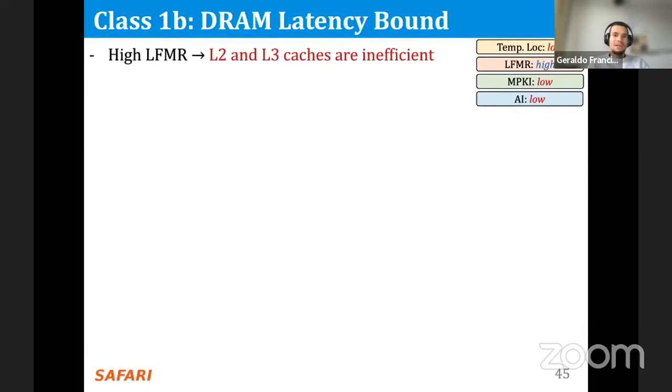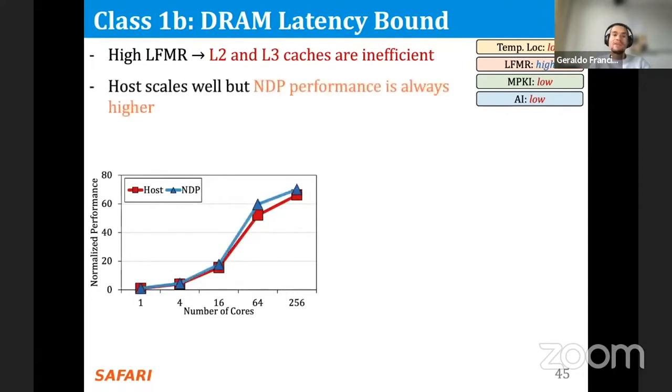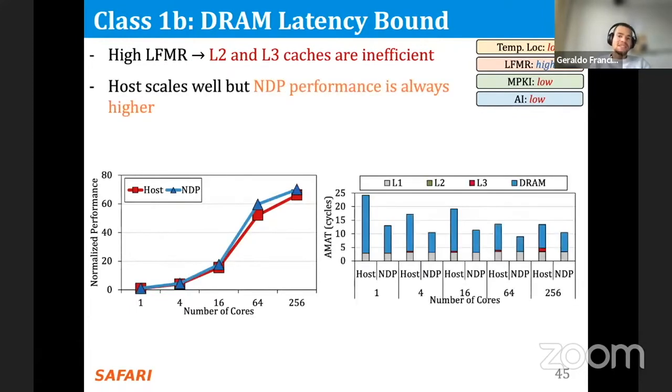Applications in class 1B do not make effective use of the cache hierarchy since they have high last level cache miss ratio, but they do not exert high memory pressure on the memory system, in contrast to applications in class 1A. We observe that even though the host performance scales well, the NDP performance is always higher. We find that the NDP system performance improvement is due to a reduction in the average memory access time.